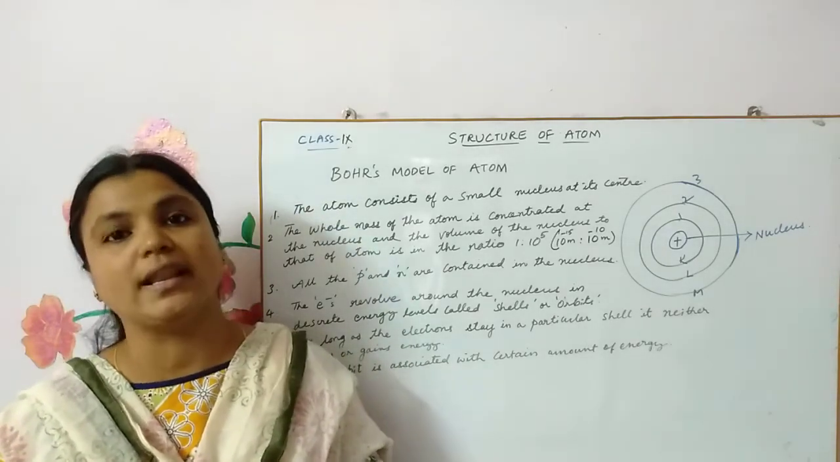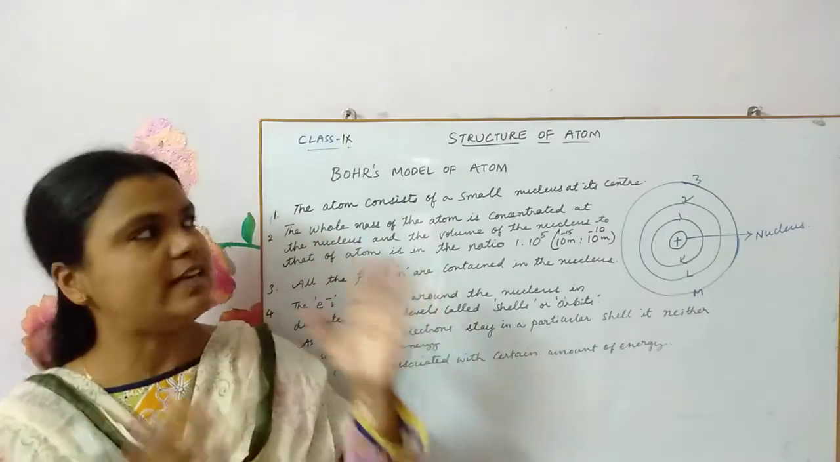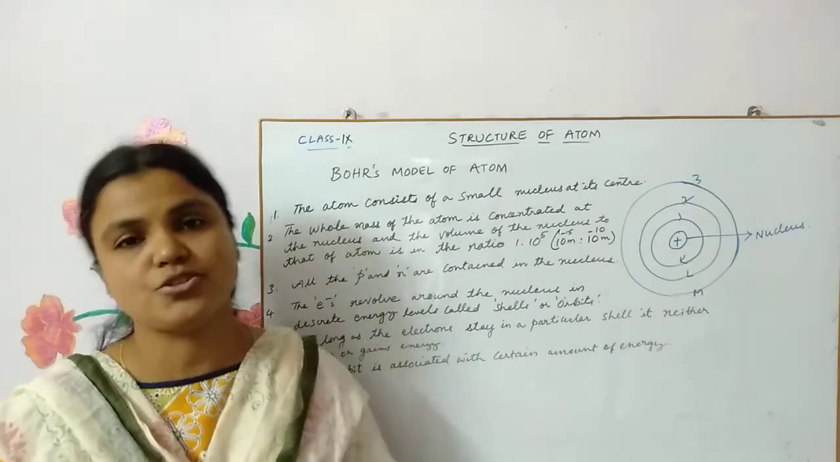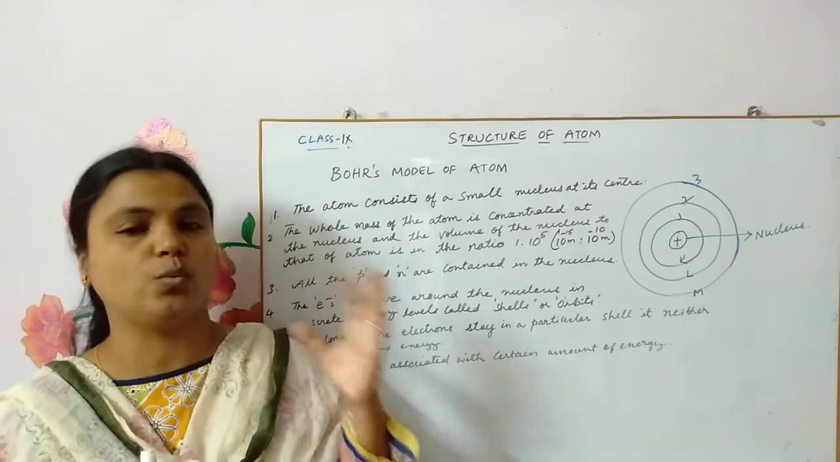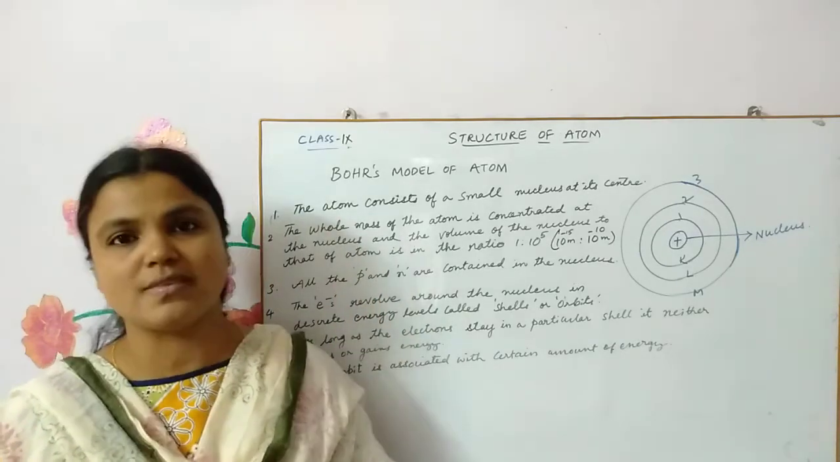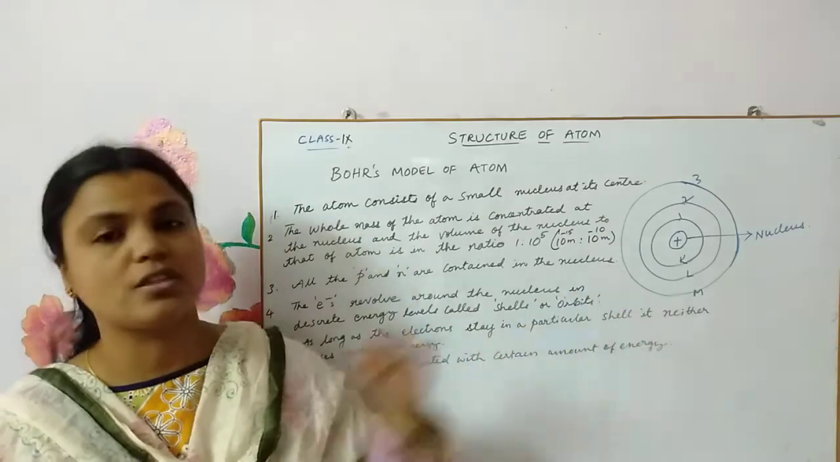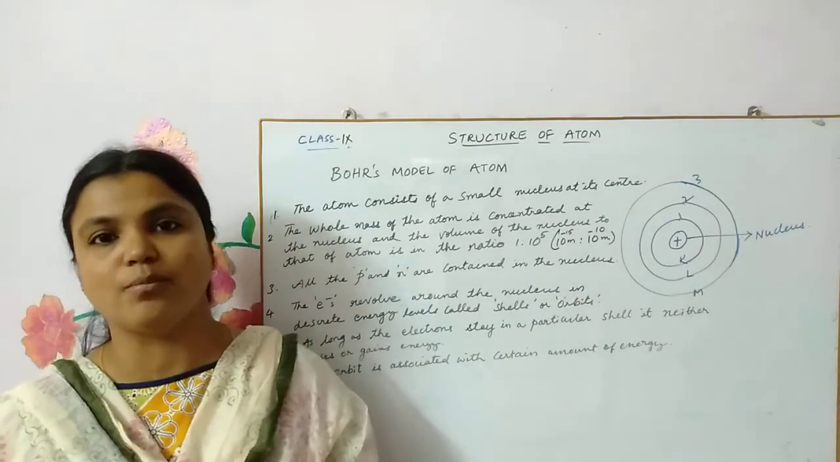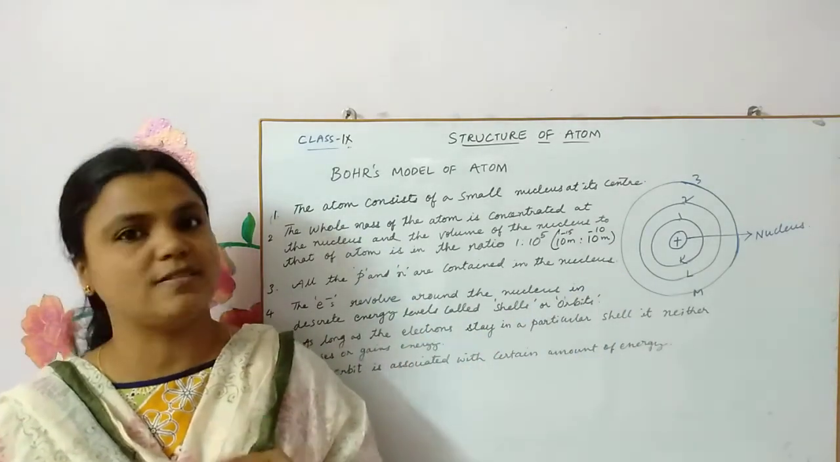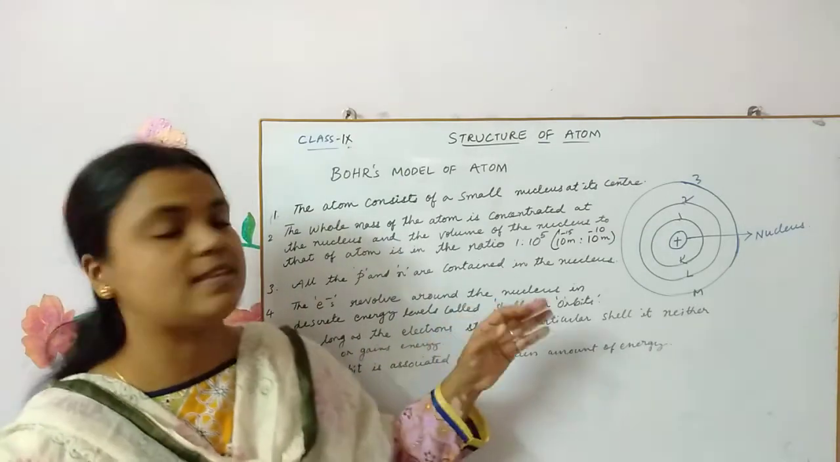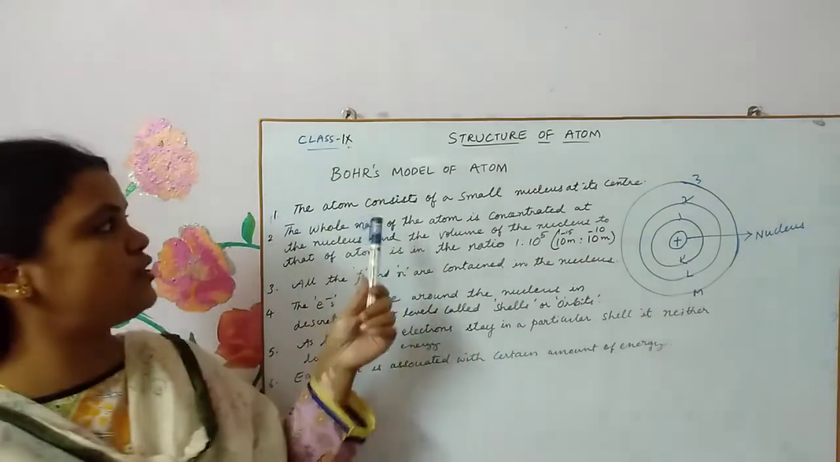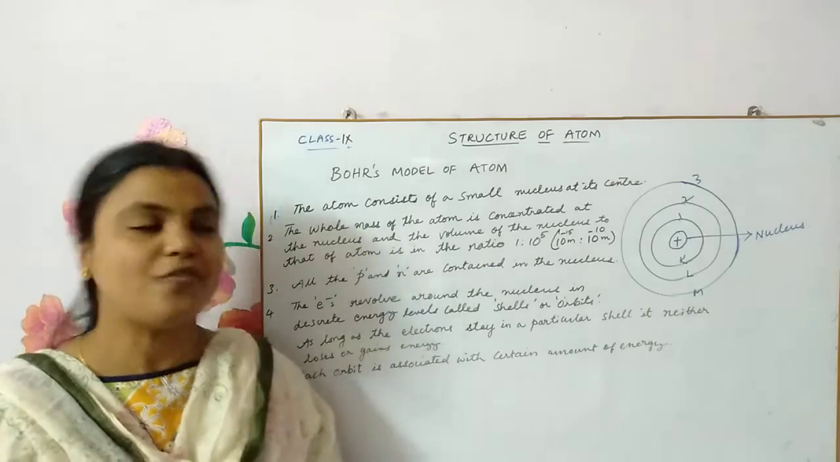He could not explain that. In order to explain it, Niels Bohr, a Danish physicist, came forward with his structure of atoms. He contributed a lot towards the structure of atoms. In future there were some changes made to Bohr's atomic model, and it is widely accepted. Let us see the main postulates of Bohr's model of the atom.